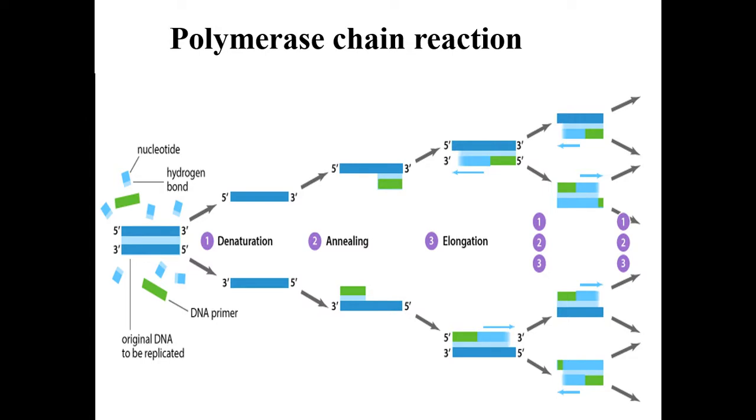And polymerase chain reaction. Polymerase chain reaction is a technology in molecular biology used to amplify a single or few copies of a piece of DNA to generate millions of copies of DNA. It was developed by Kary B. Mullis in 1983, for which he and Michael Smith were awarded the Nobel Prize.